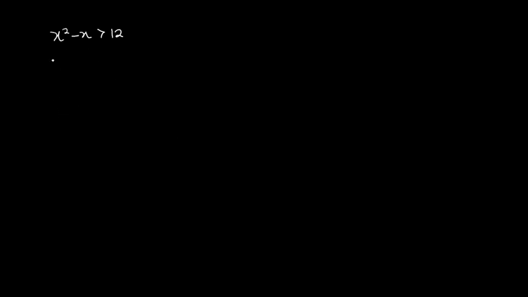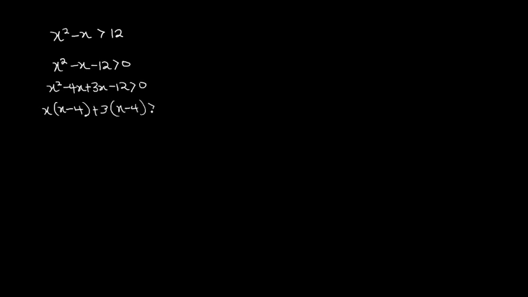So we rewrite this as x squared minus x minus 12 is greater than 0. Now we use the coefficient of x squared here to multiply -12, so we have -12. Now 4 and 3 will do this job for us. So we have x squared minus 4x plus 3x minus 12 is greater than 0. So over here I can factorize x out. So x outside bracket x minus 4. Then I have here plus 3 into bracket x minus 4 greater than 0.